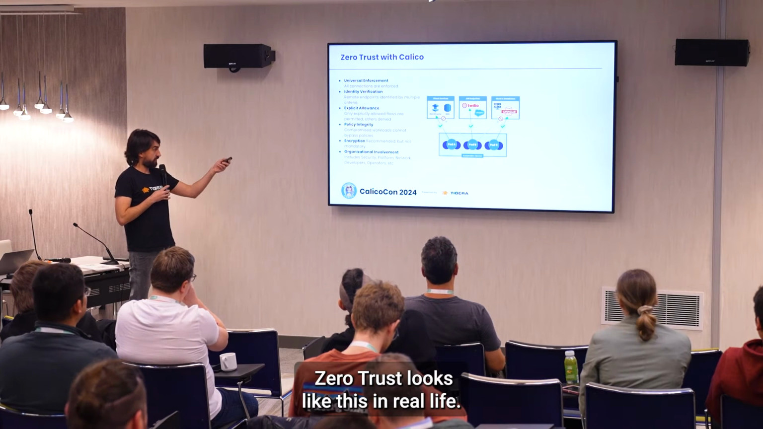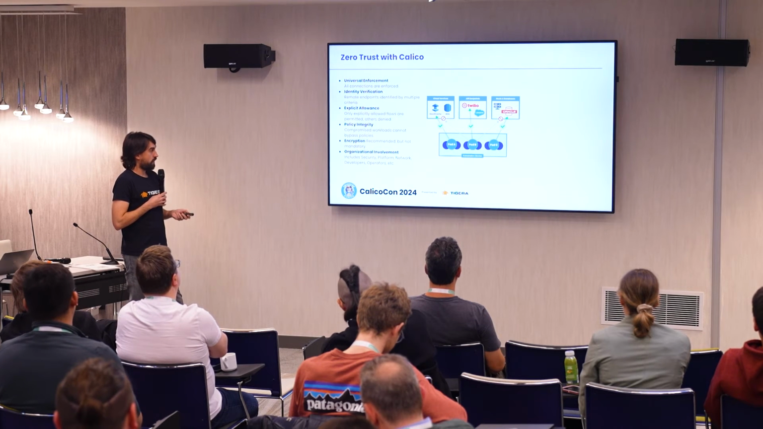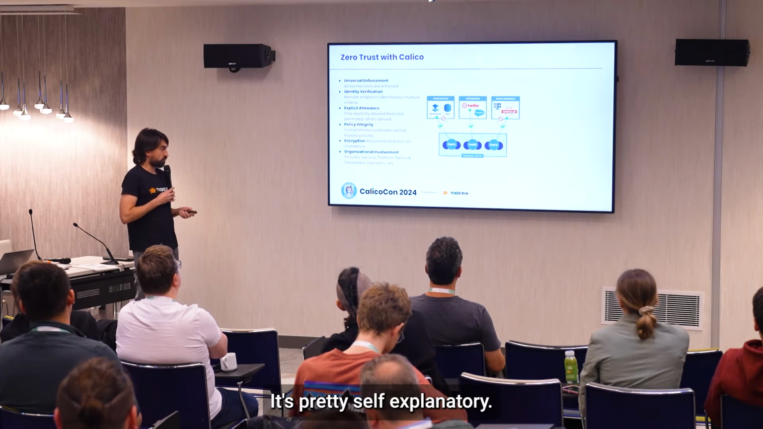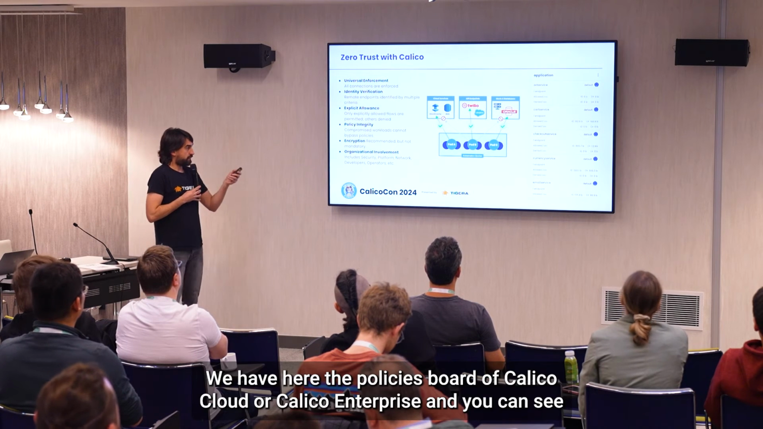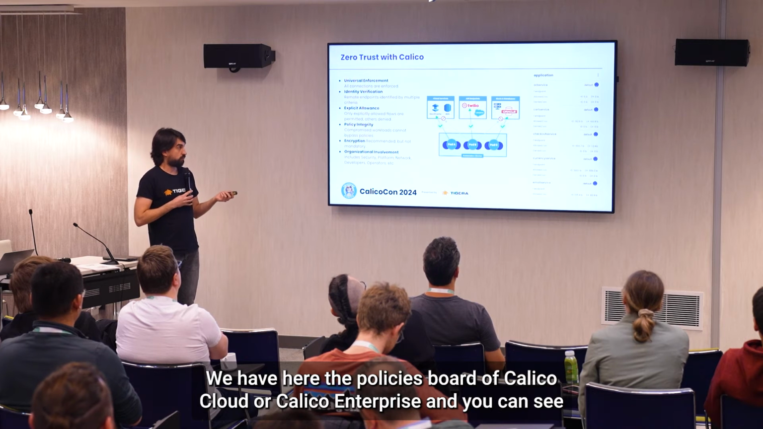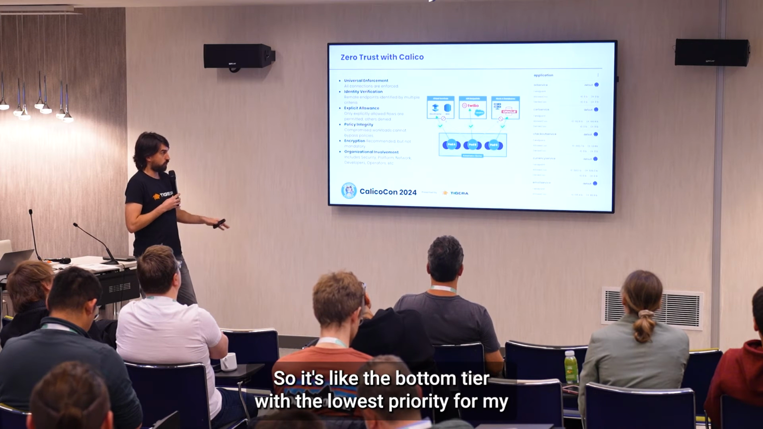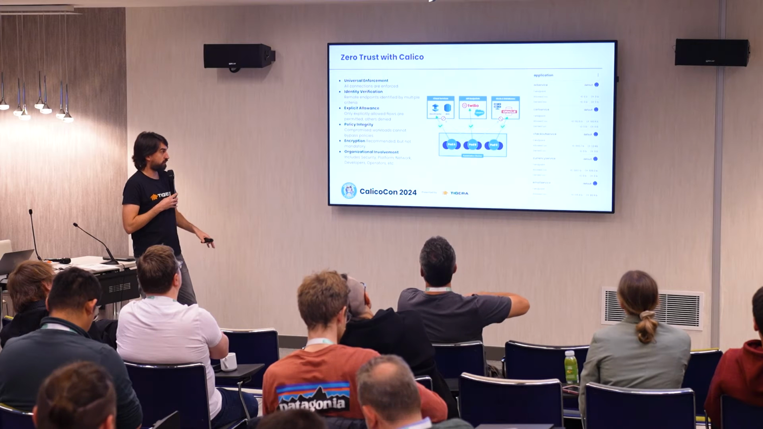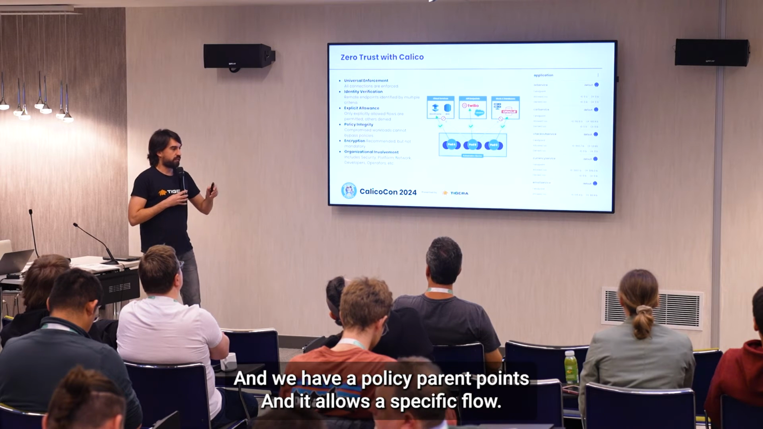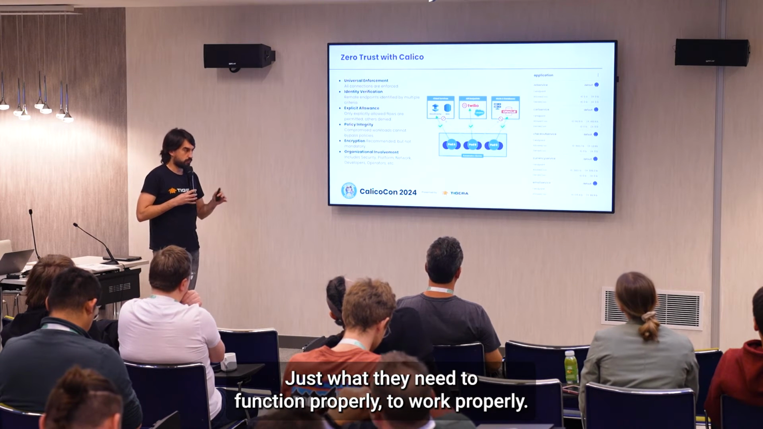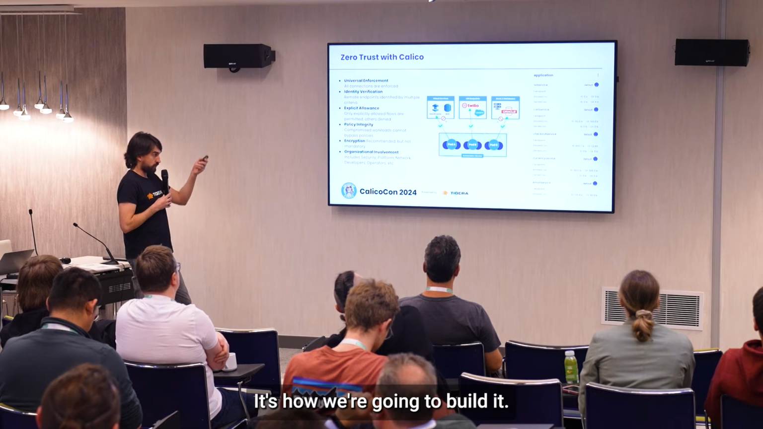So zero trust looks like this in real life. You've got some pods, they can access a resource, and they don't access the other resource. It's pretty self-explanatory. And how does it look in Calico? Here we have the policies board of Calico Cloud or Calico Enterprise. You can see at the top the application tier. It's like the bottom tier with the lowest priority, for my application developer, DevOps. We have a policy per endpoint, and it allows a specific flow, just what they need to function properly. So that's zero trust with Calico. It's how we're going to build it.